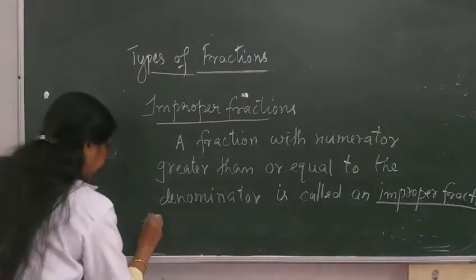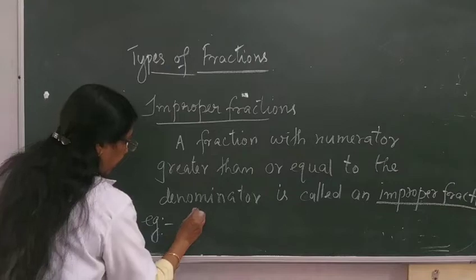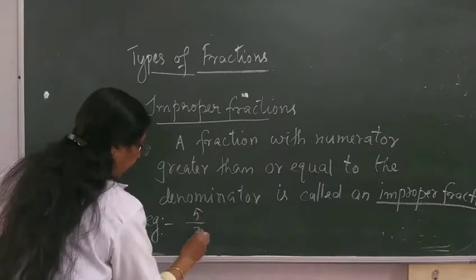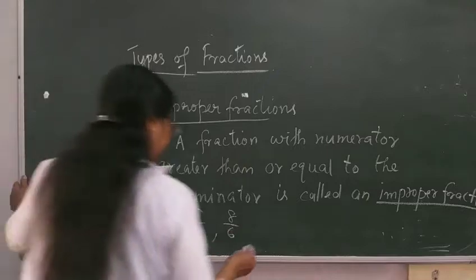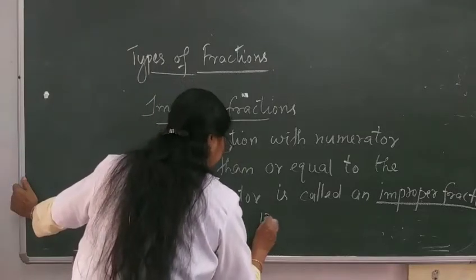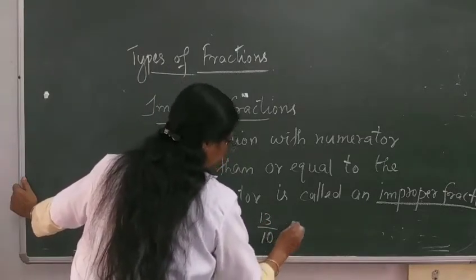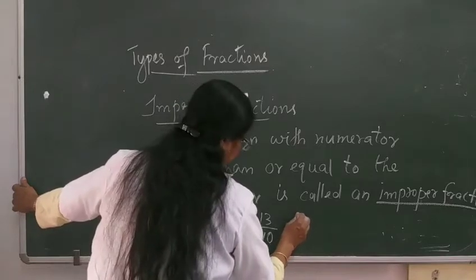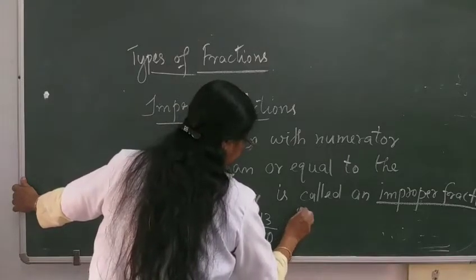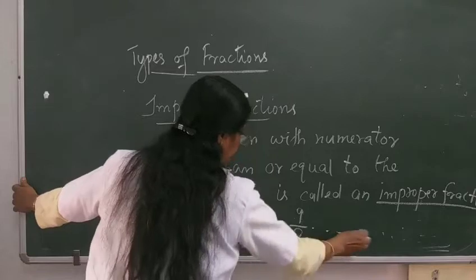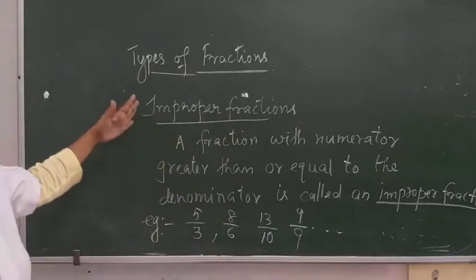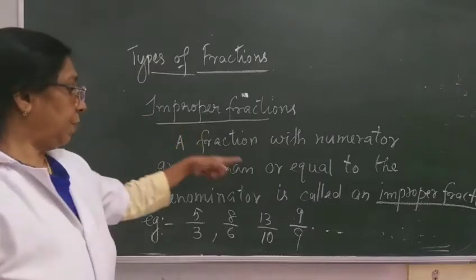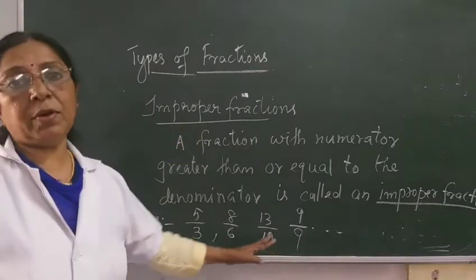Example, 5 by 3, 8 by 6, 13 by 10, 9 by 9, etc. These are called improper fractions. Is it clear, children? These are all examples of improper fractions.